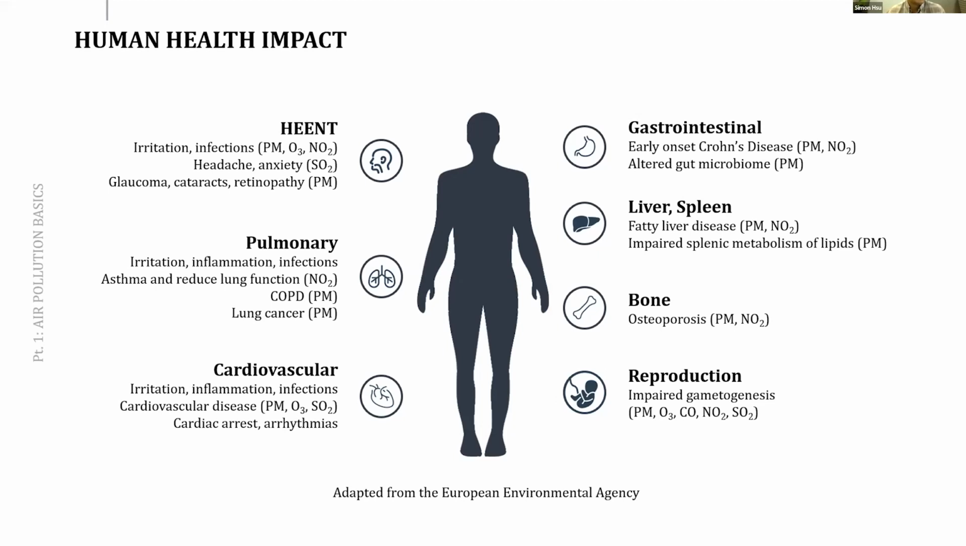So here in the bottom right corner, you can see all 5 of the 6 most common pollutants have been associated with impaired gametogenesis. And a lot of these mechanisms, including kidney disease, are still being elucidated, but there's pretty strong evidence that air pollution really affects all of these organs.